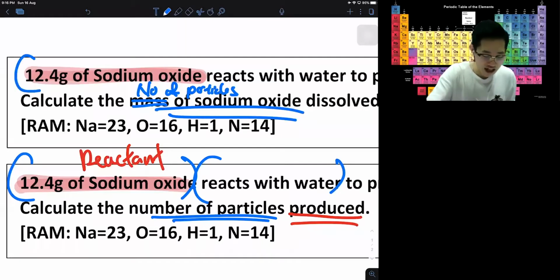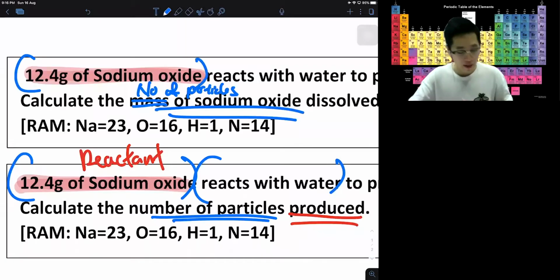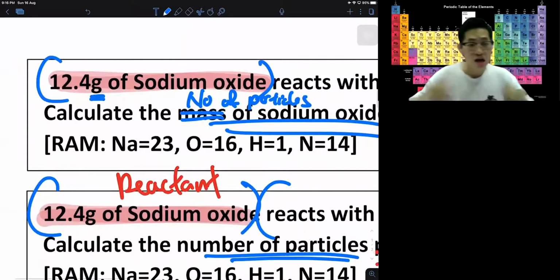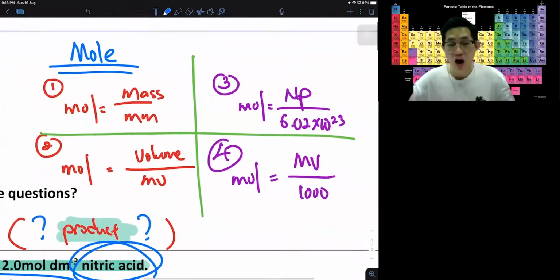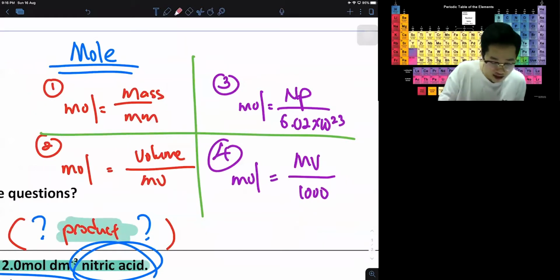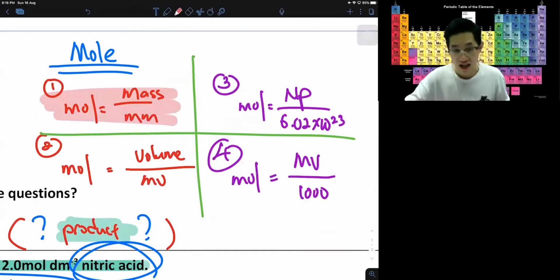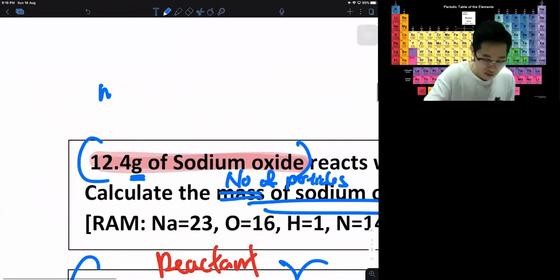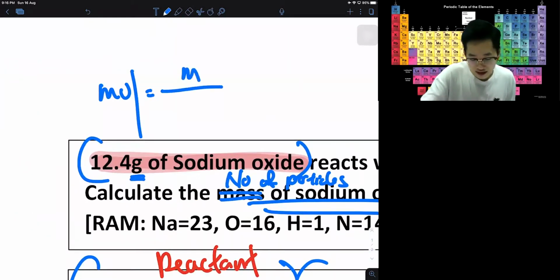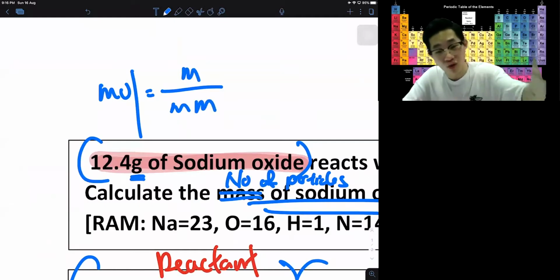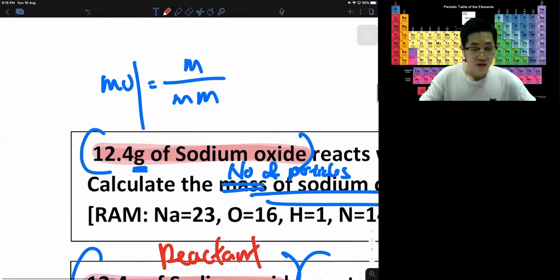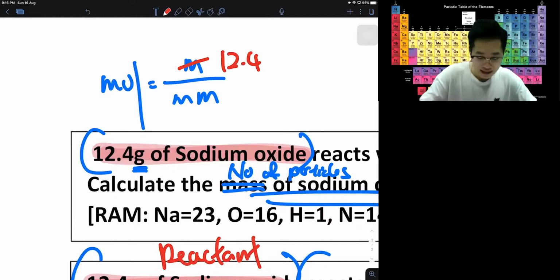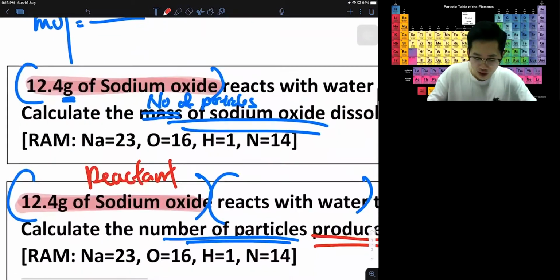From the question, I already have the number, 12.4 gram. We will be using which formula? Obviously, this one, mass. Let me write down this formula. Mole equals mass over molar mass. You all better listen carefully because there will be homework for you to do later. 12.4, sub it into the mass. Molar mass will always be given in the exam.